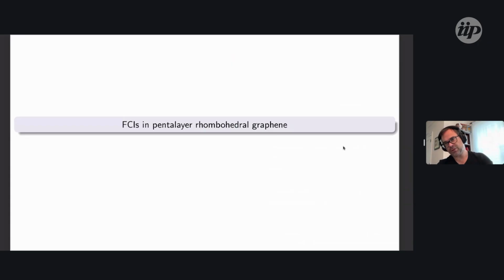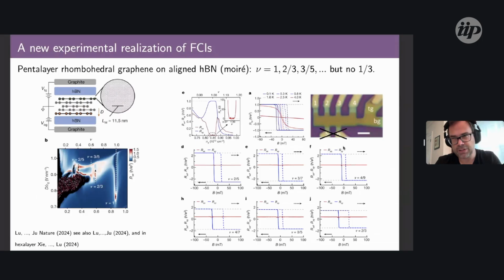All right, so that was the situation for the twisted MoTe2. Now, let's move to the case of rhombohedral graphene, more precisely pentalayer. You might have already seen the slide about the result from the group of Long Ju. So the setup is the following. You have a stack of rhombohedral graphene with two hBN substrates. One of the hBN substrates will be aligned with a small twist angle compared to the graphene. And you will see different fractions measured, typically at 2/3, 3/5, and 2/5.